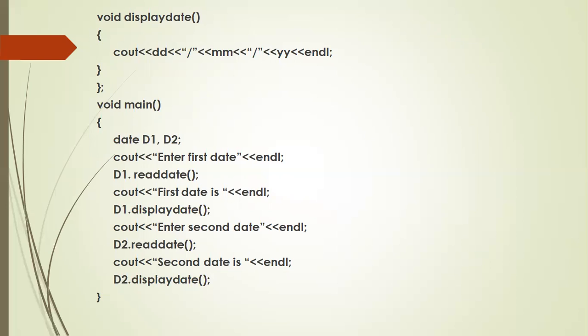Same thing you repeat for the second date. cout enter the second date. Now you have to input the values of dd, mm, yy for the second date, which means you have to call the read date function with the d2 object. So d2 dot read date, and display it by calling the display date function with d2. Close the bracket.